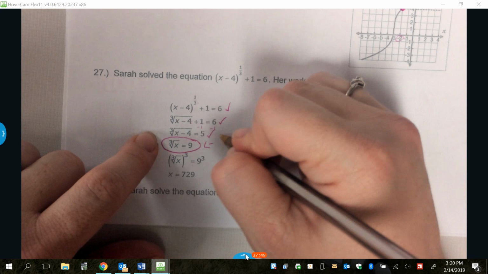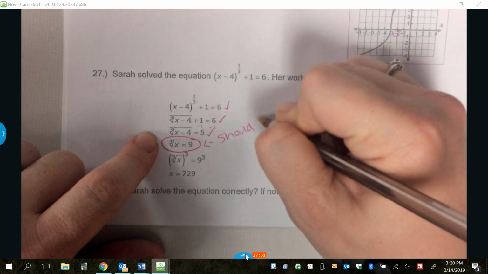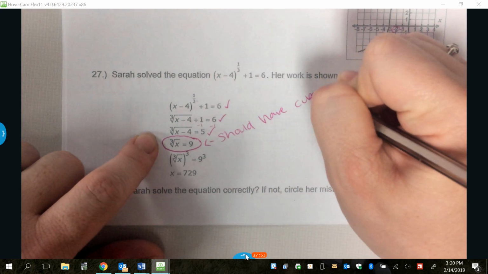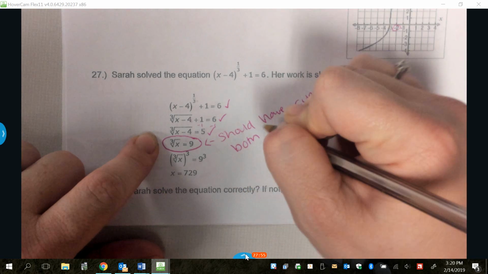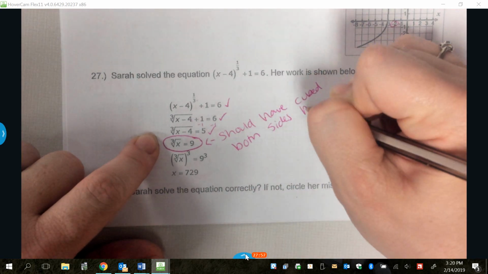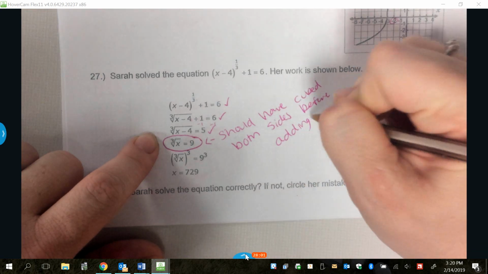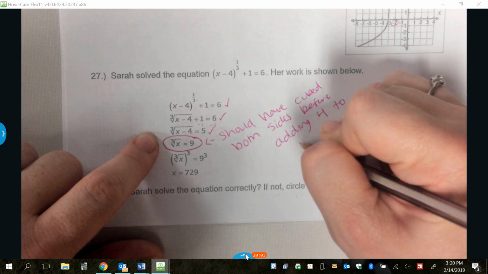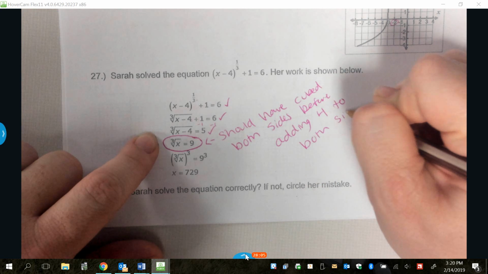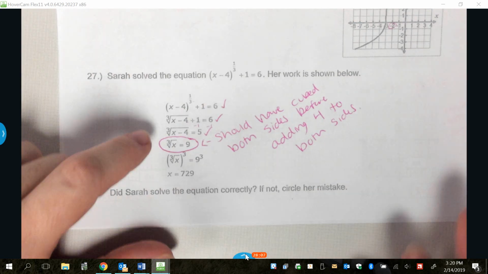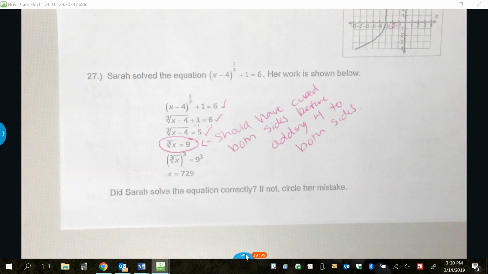She should have cubed both sides before adding 4 to both sides. Okay? So no, she did not.